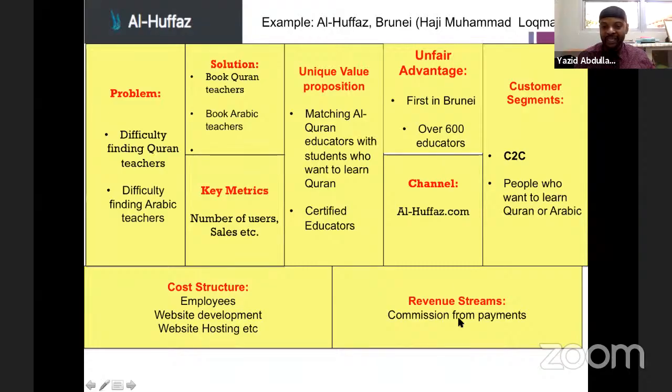How do they make money? They make money through commission. What are the costs they incur? Employment cost, website development. How do they measure their performance? Their number of users, and the sales. So in one page, you can describe the business model of virtually any business in the world.